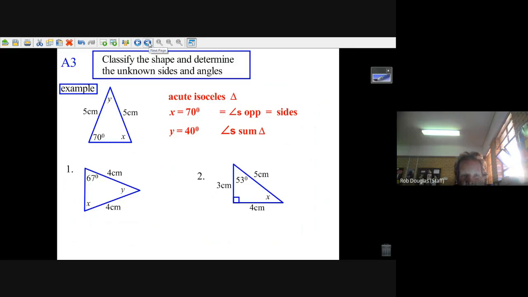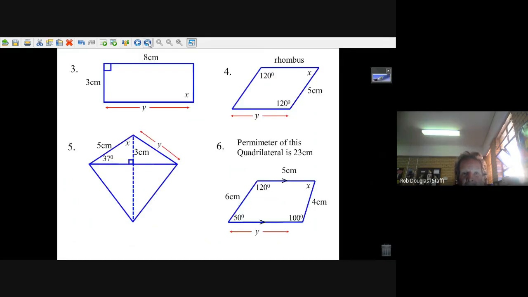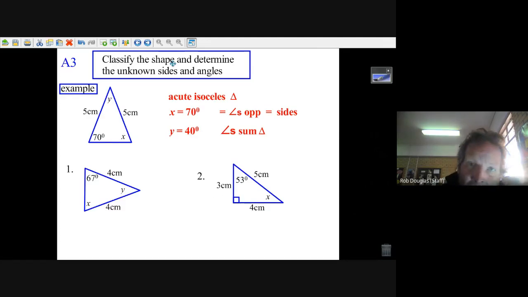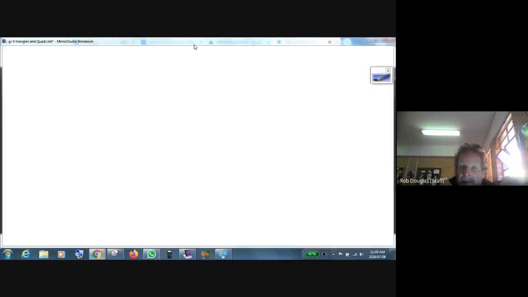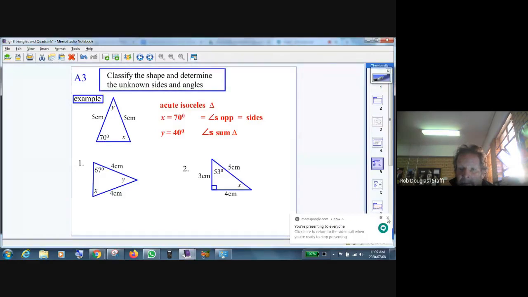Well, all the other questions are like that. They get a little bit more involved in questions 4 and 6. You have to do some thinking, but you have to classify and then figure out the other sides. Make sure you give the reason. And that's it for today.